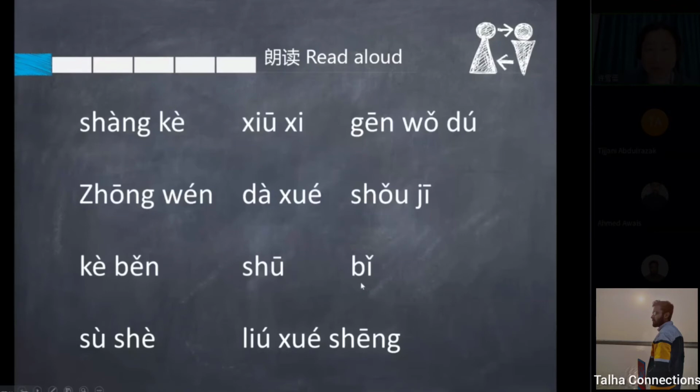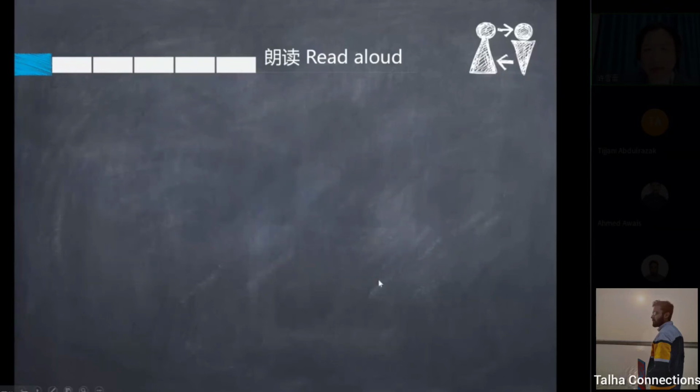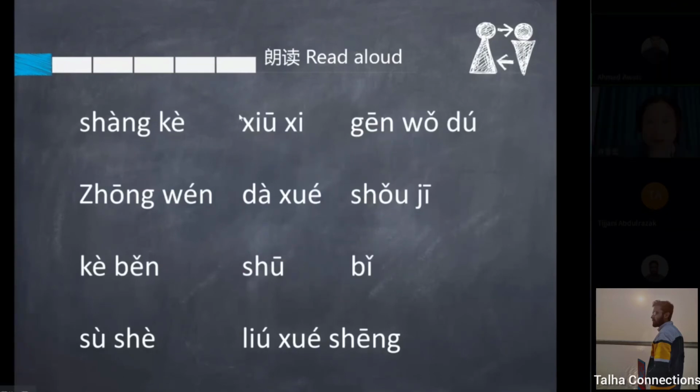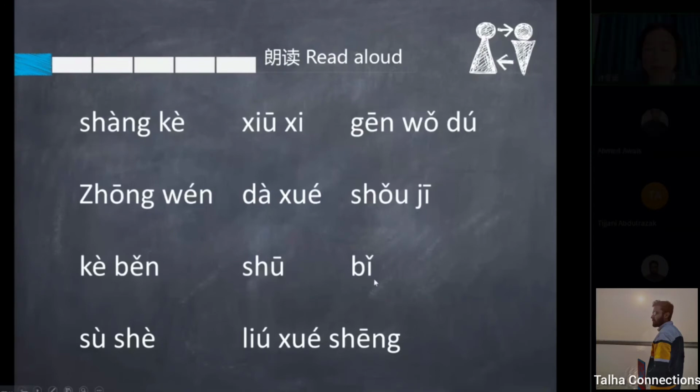笔 is a pen. 笔, pen. Yeah, let's try the next one.